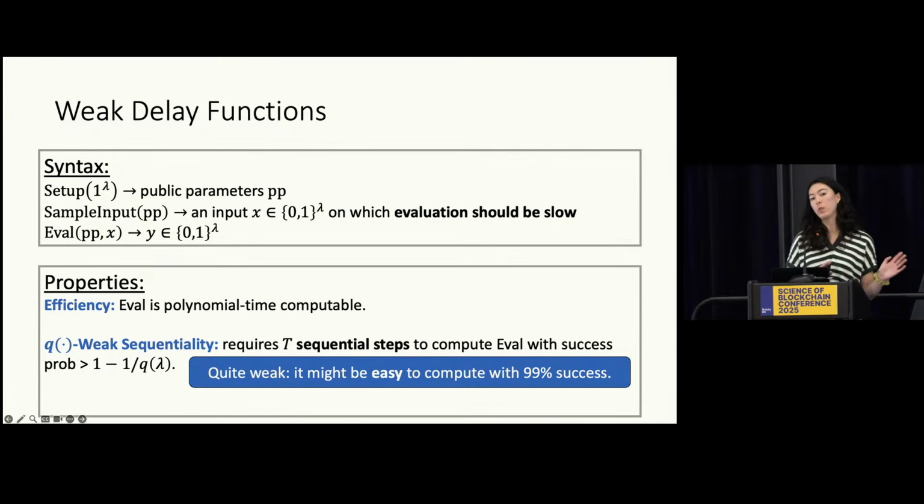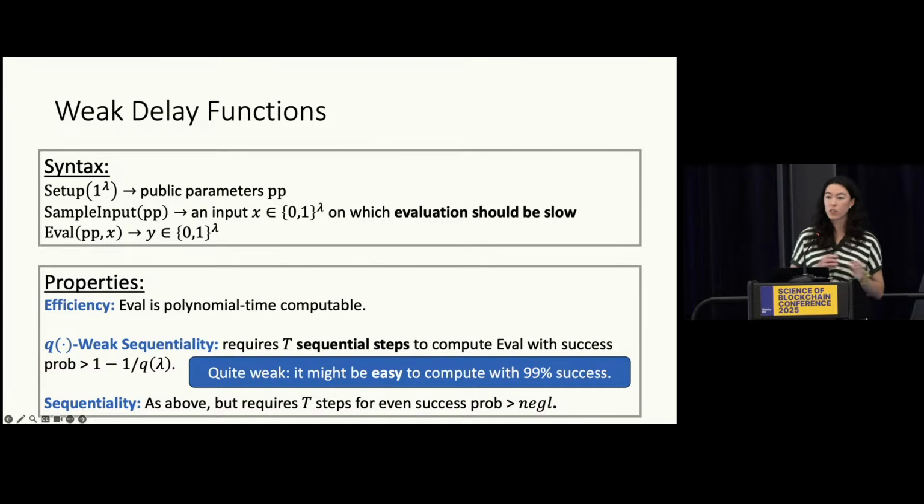So this is like a very weak notion of unpredictability, which is why I won't show this, but it's a bit surprising that we can amplify this into a strong delay function. And just to contrast this with other kinds of delay functions, full sequentiality would say that it requires t steps for even non-negligible success in predicting the output of the function. Okay. And the other differences between other delay functions that I'll mention is here we have no way to tune the delay parameter, and also there's no verifiability, so it's far from a VDF.